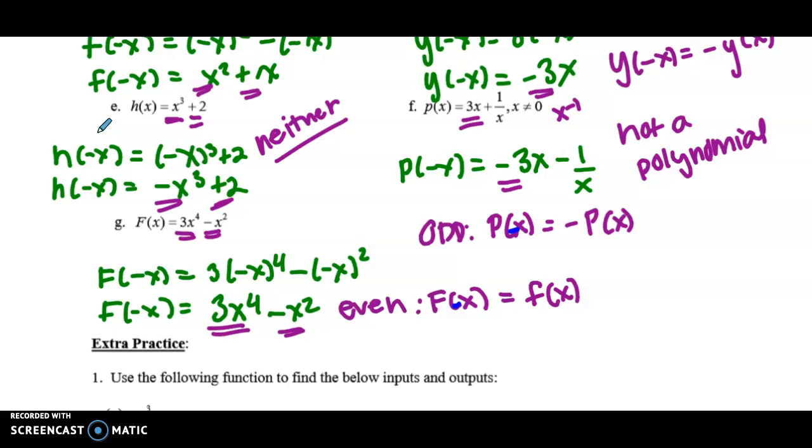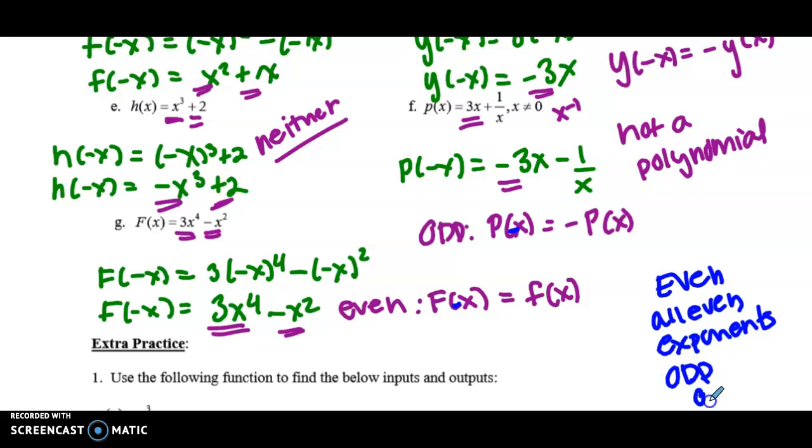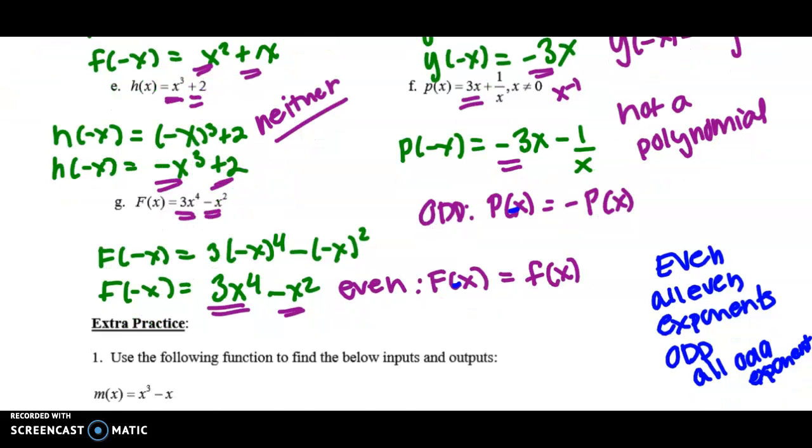And I don't know if anybody noticed anything here, but in order for the function to be even, you have to have all even exponents. You have to have all even exponents and a constant, like a number added or subtracted. If it's odd, you actually have to have all odd exponents, because if not, the sign can't change. If you didn't notice that, don't worry about it. I just wanted to show you that.